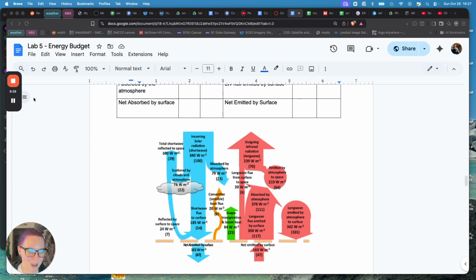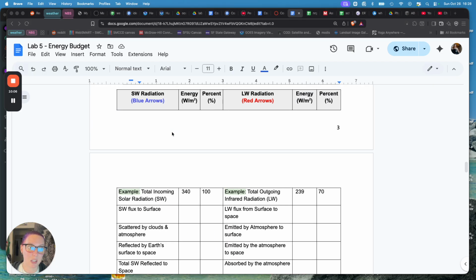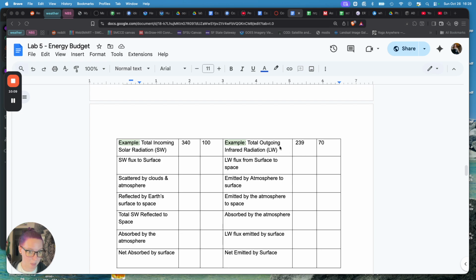Oh, so sorry, I forgot to mention one other thing. Underneath the words per arrow, you'll see 2 numbers. One is the value of energy, which is in watts per meter squared. And then another one is in parentheses, and that's the percentage. So you don't have to do any other math here at all. You're literally just matching the words with the arrow and then inputting those values into the table.